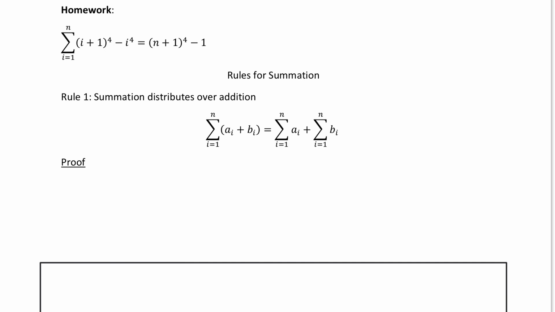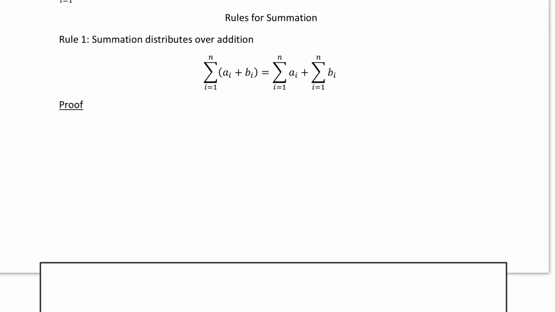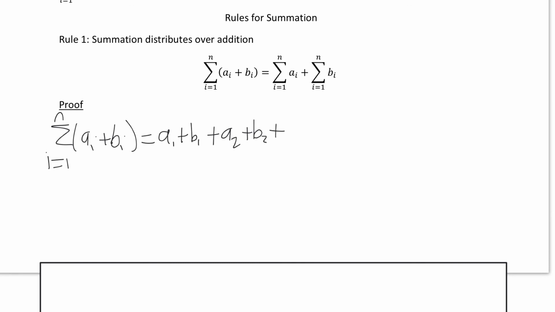So let's take a look at the proof. How would we prove something like this? Well, we'd start with the left-hand side here. So we'd start with the sum from i equals 1 to n of (a_i plus b_i). And if we wrote this out, this would be a1 plus b1. And then when i equals 2, it would be a2 plus b2. And then when i equals 3, it would be a3 plus b3. And so on and so forth, until finally we got to an plus bn.